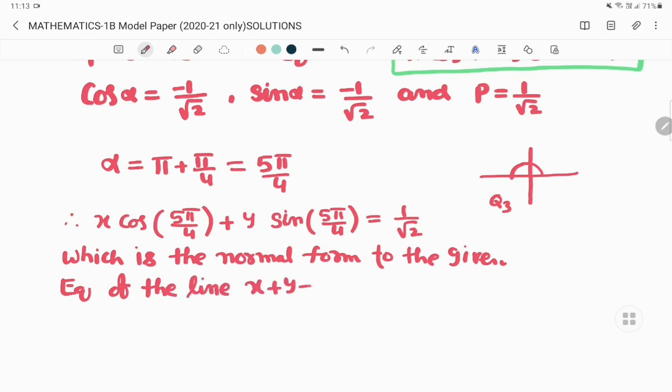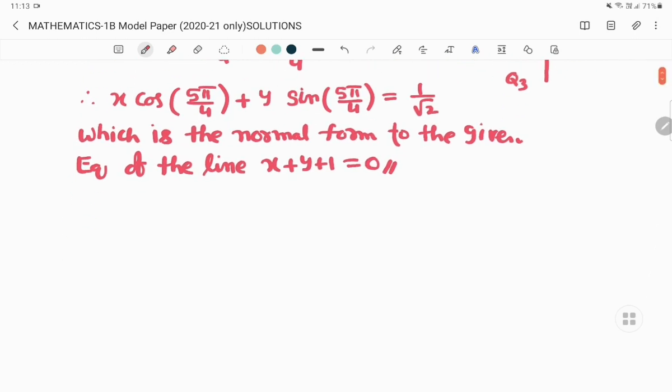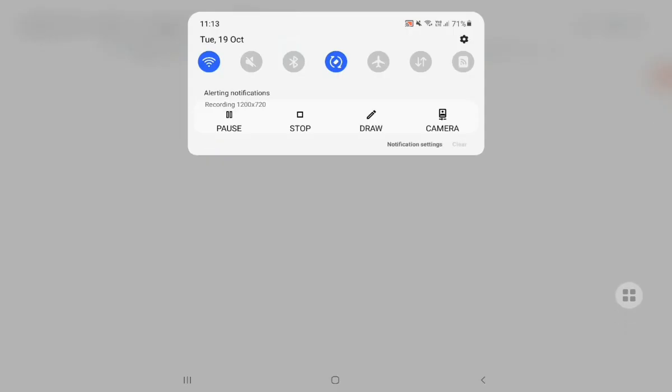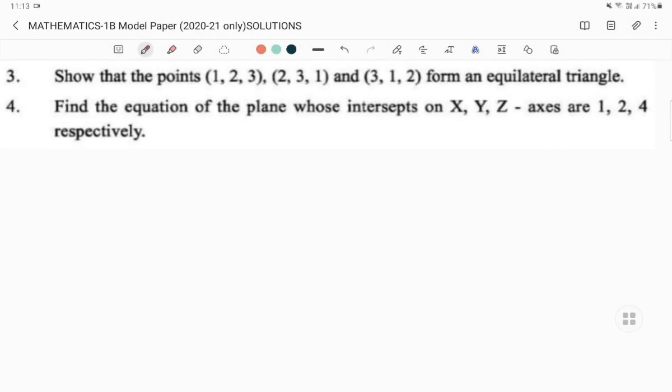x plus y plus 1 is equal to 0. We will move to the next question. The next two questions are coming from 3-dimensional geometry and planes. So, third question solution.